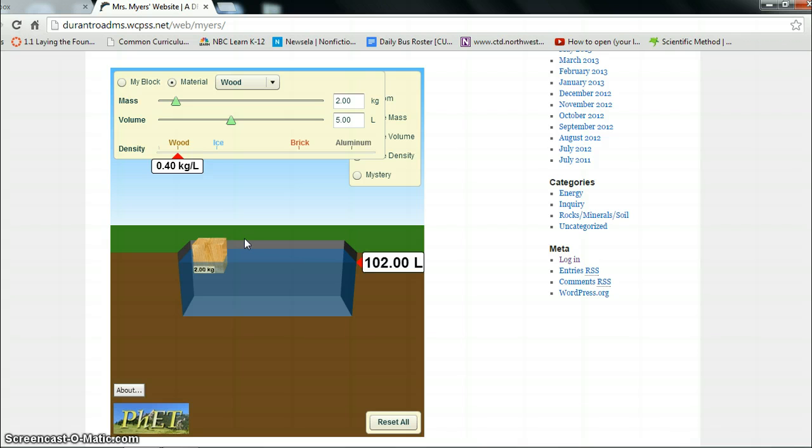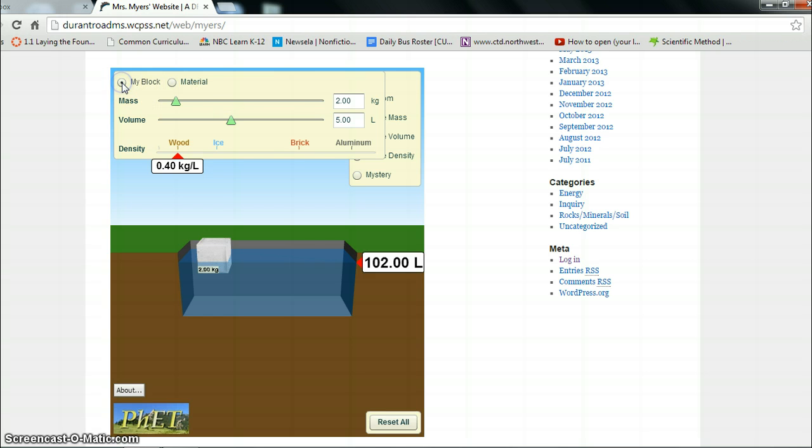So when you look at this screen, you can see that we have something floating here in the water that you can click and drag out of the water and so on. Up here there are some places where you can toggle different things back and forth, mass and volume. And then we're going to talk about different substances. You can actually pick styrofoam, wood, ice, brick, or aluminum. So we're just going to stick with the way it is on the screen when we get there.